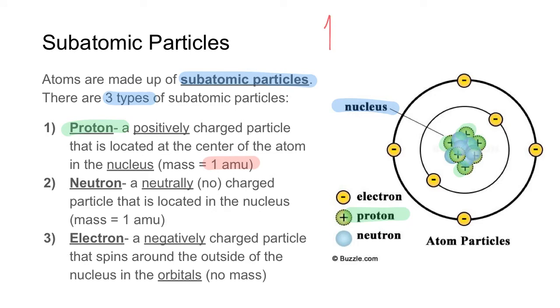Now, this is kind of a weird mass unit, right? Usually when we talk about mass, we're talking about kilograms or grams. But the thing is that an atom is so small. So 1 AMU is equal to 1.66 times 10 to the negative 27 kilograms.